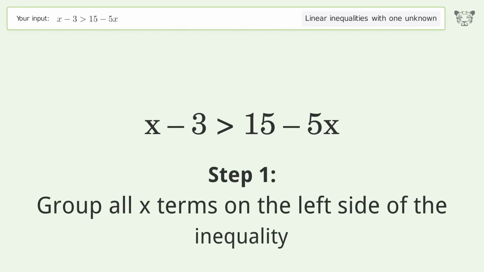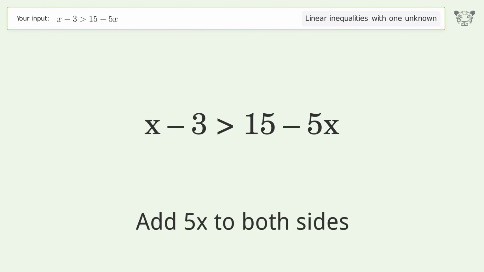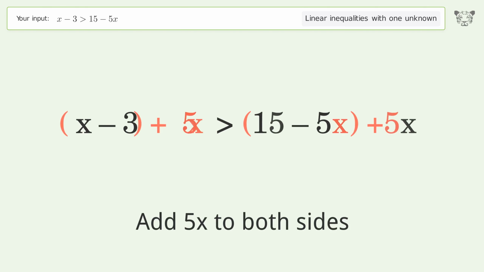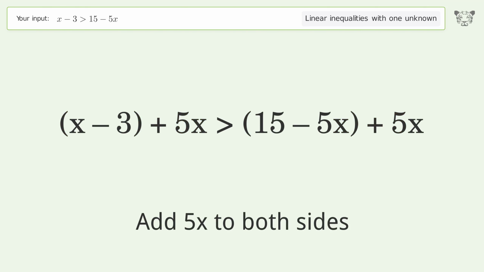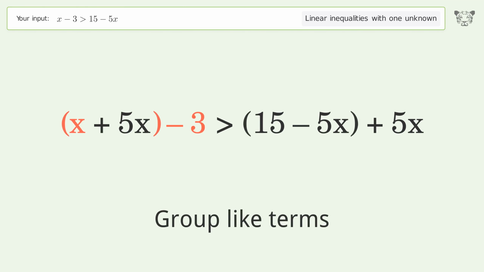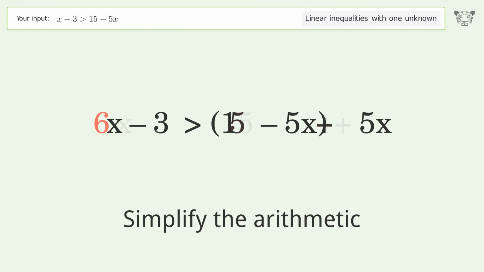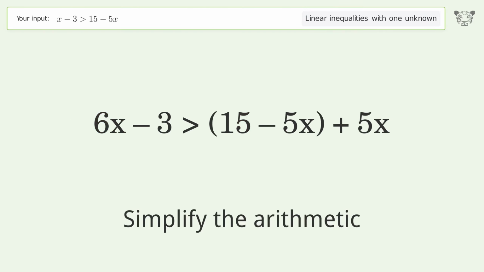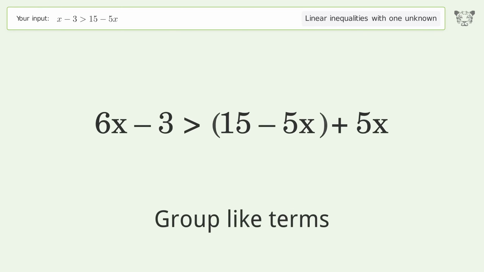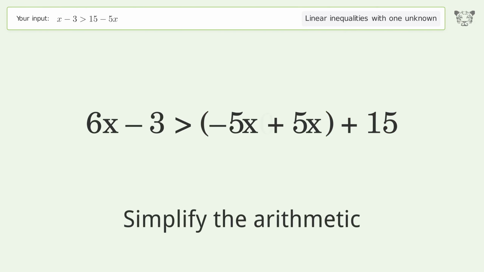Group all x terms on the left side of the inequality. Add 5x to both sides. Group like terms. Simplify the arithmetic. Group like terms. Simplify the arithmetic.